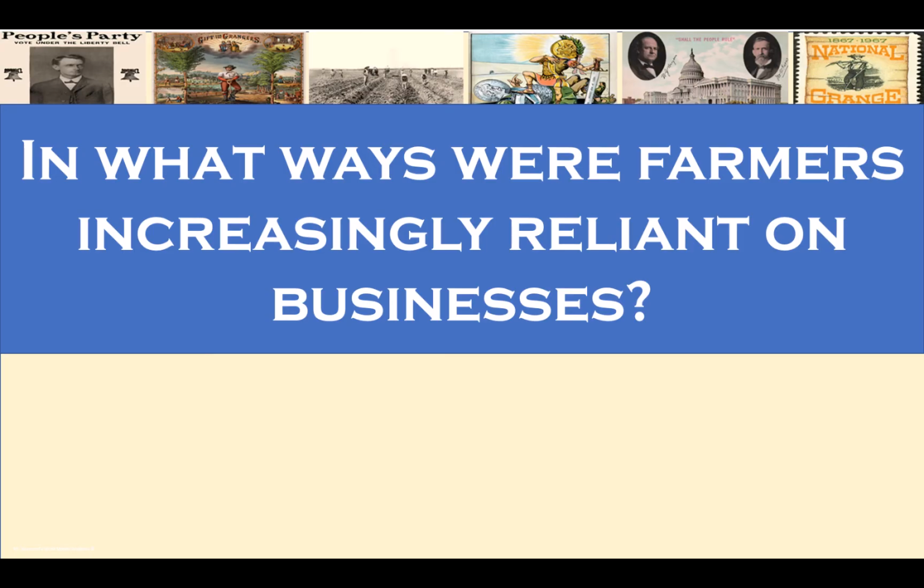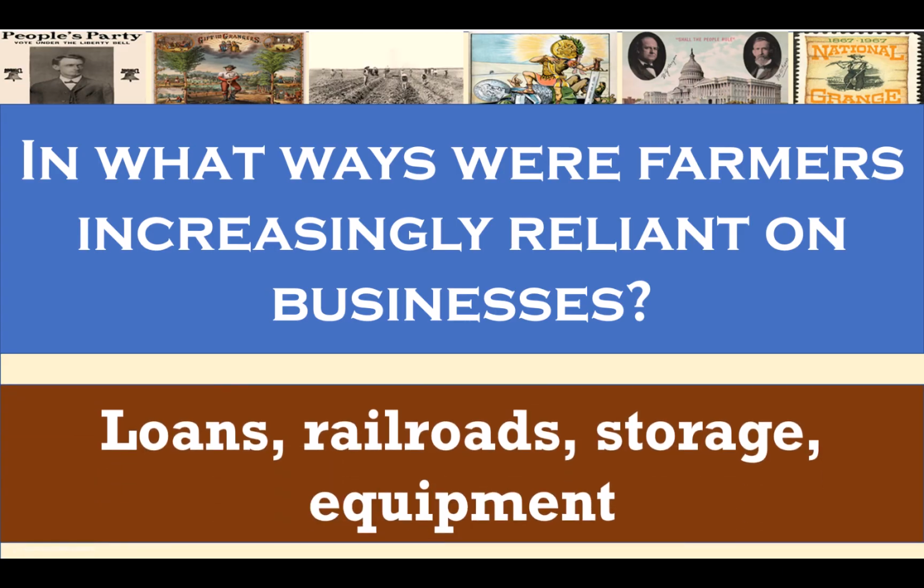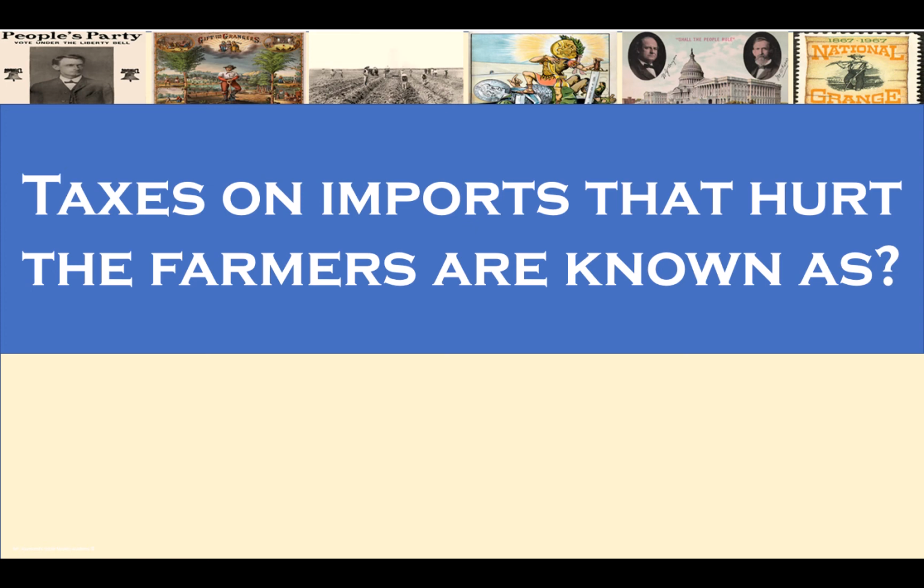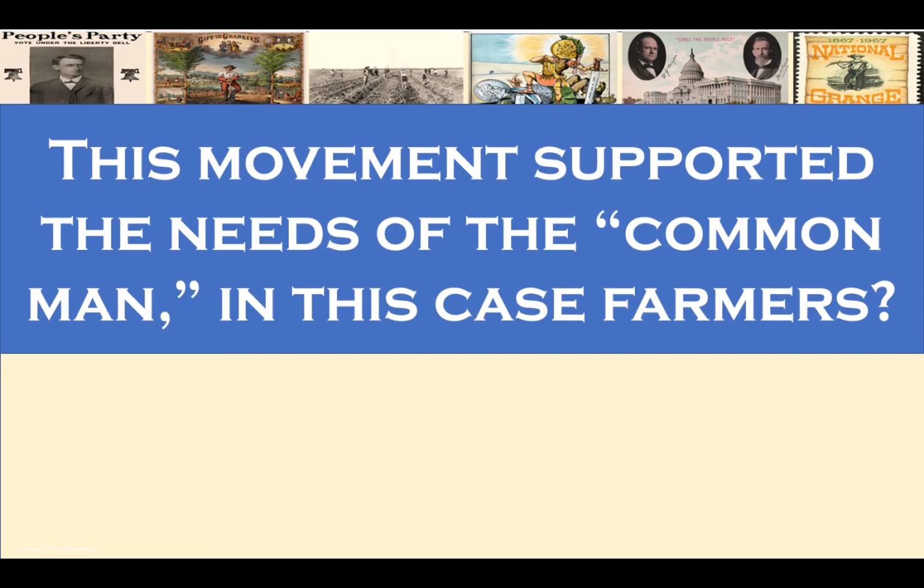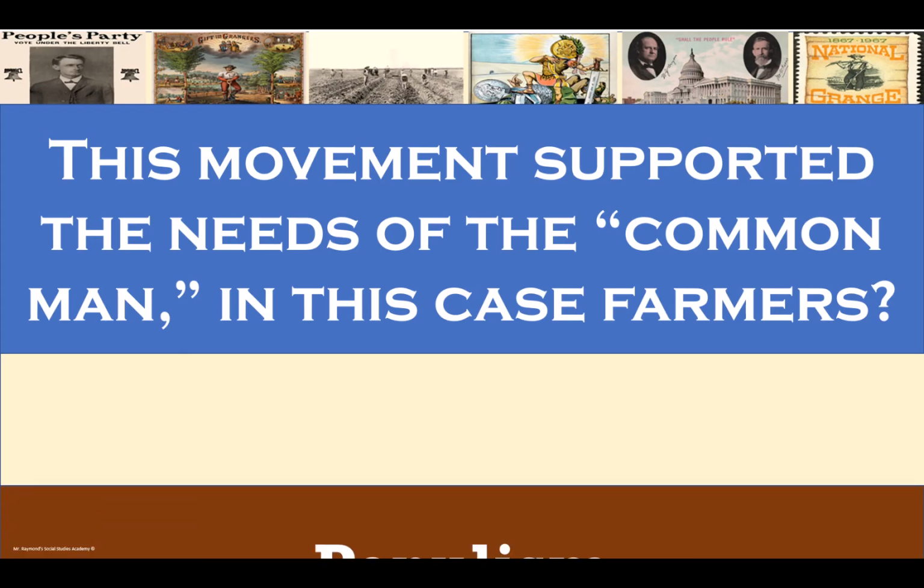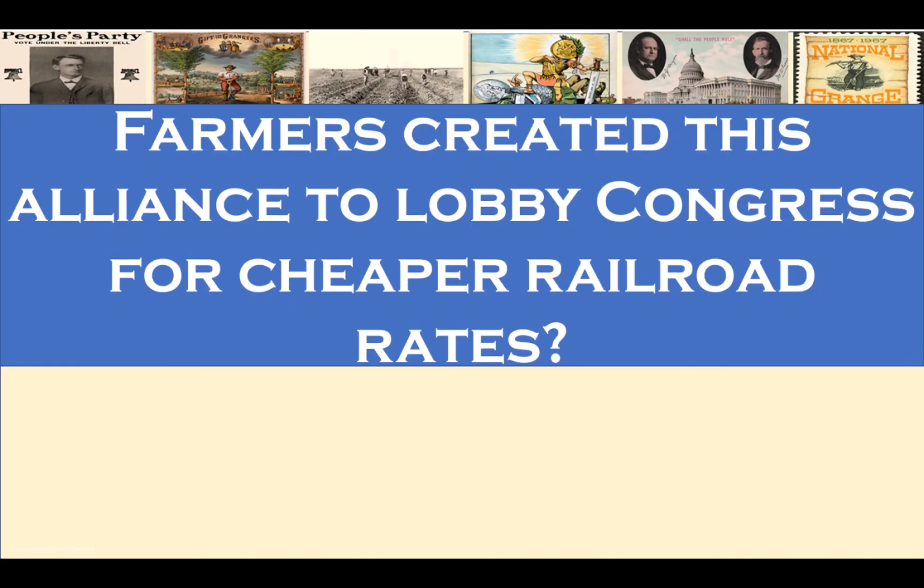In what ways were farmers increasingly reliant on business? Well, you could probably go with a bunch here, but they often relied on them for loans and railroads and storage and equipment. Taxes on imports that hurt the farmers are known as tariffs. This movement supported the needs of the common man, in this case, farmer. Well, that's a pretty obvious one. Populism. Farmers created this alliance to lobby Congress for cheaper railroad rates.